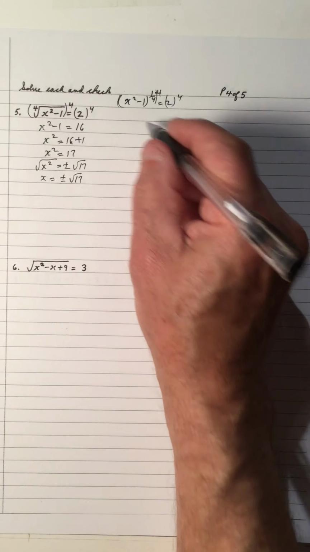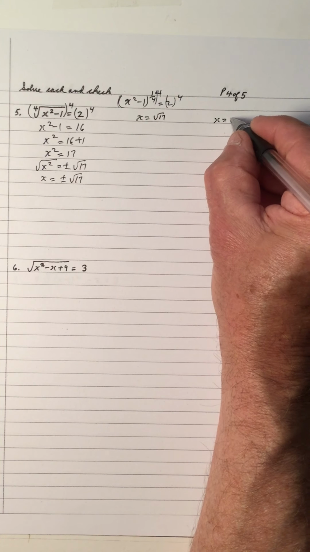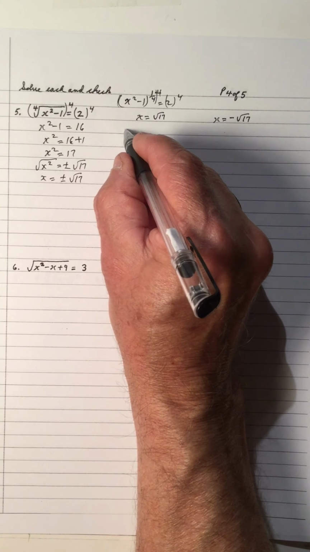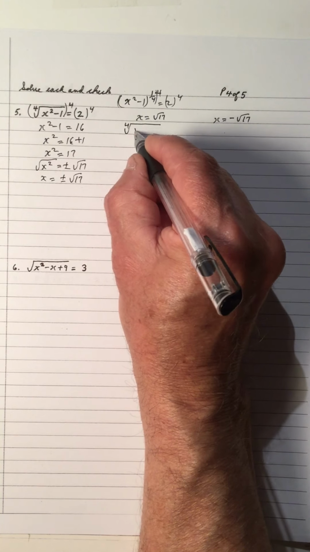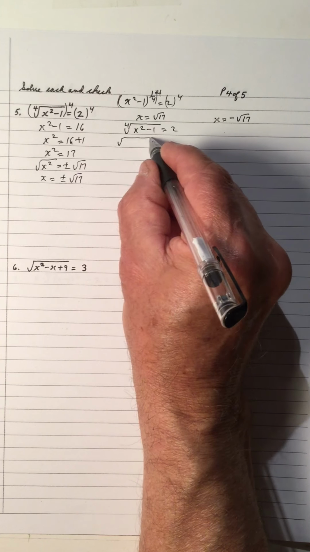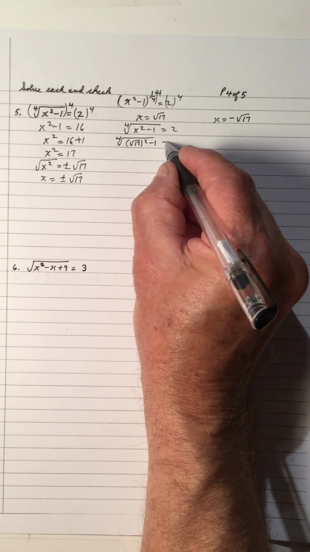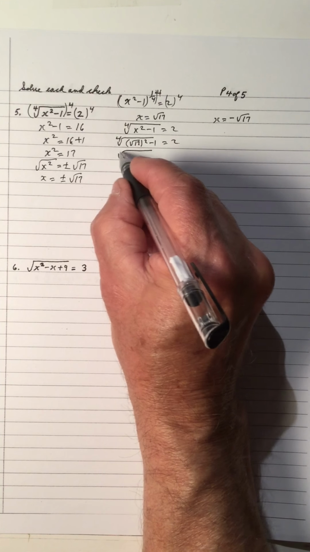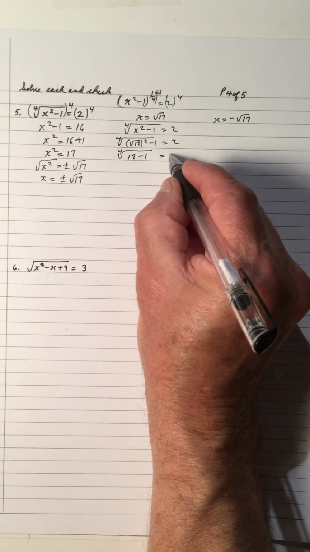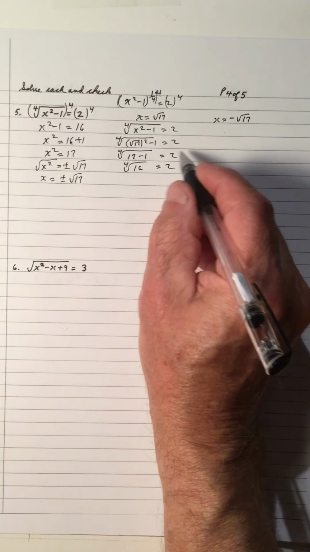So there's 2 answers. So what about x equals root 17? And we're going to check x equals negative root 17. Here we go. We've got the 4th root of x squared minus 1 equals 2. And we sub in x is the root of 17. And the square root of 17 squared is just 17. 17 minus 1 is 16.